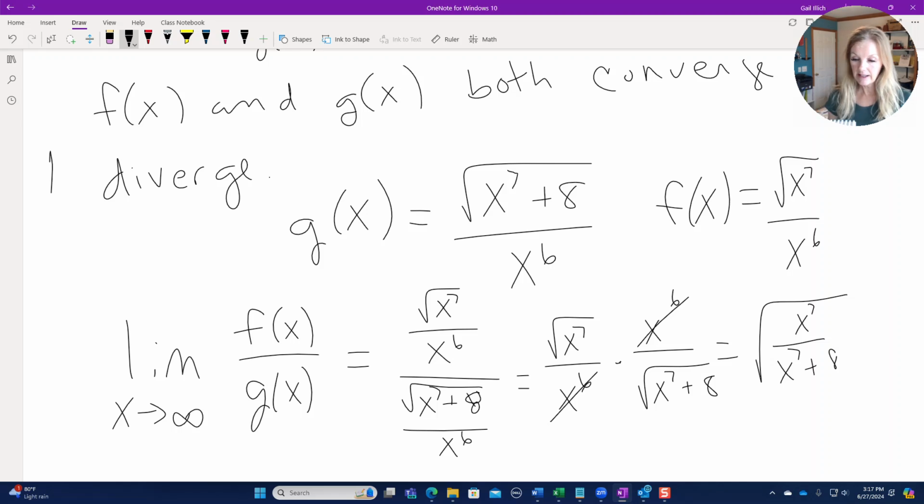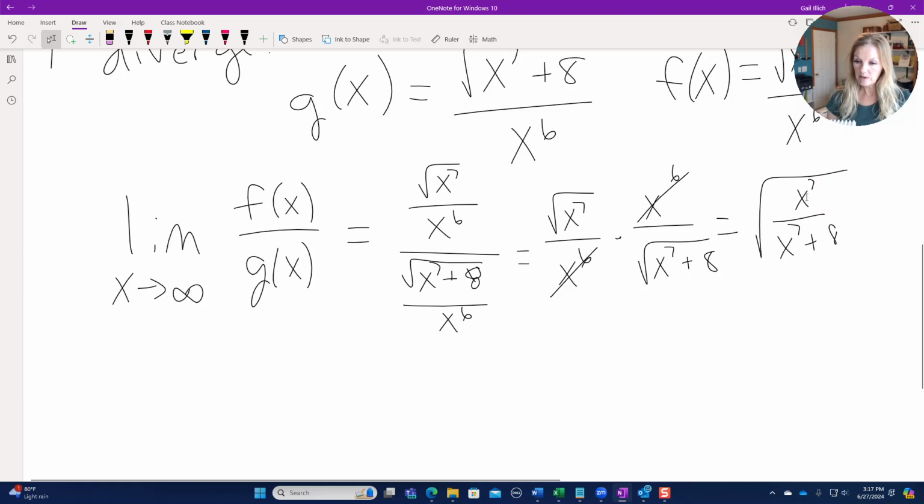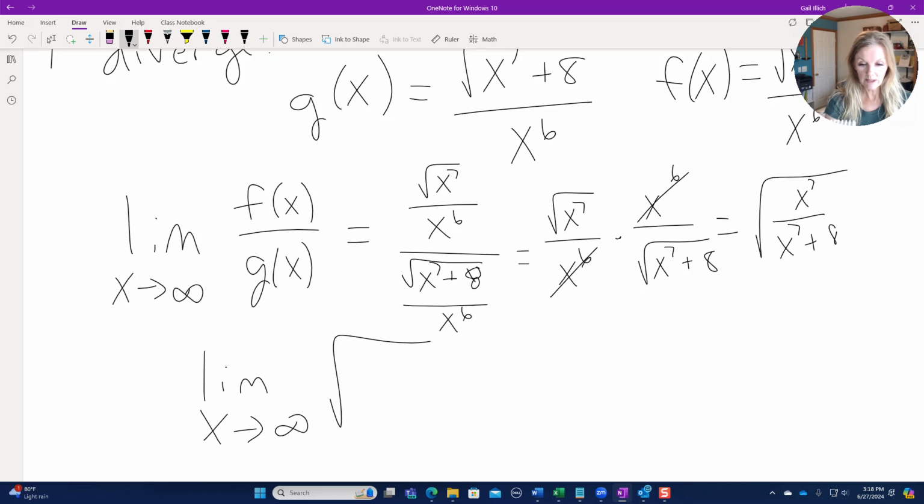And then the technique here would be to divide everything through by the highest degree term. So if you divide everything through, and we should probably write the limit each time, this will be the limit as x goes to infinity of the square root of x to the 7th divided by x to the 7th, over the square root of x to the 7th plus 8 divided by x to the 7th.